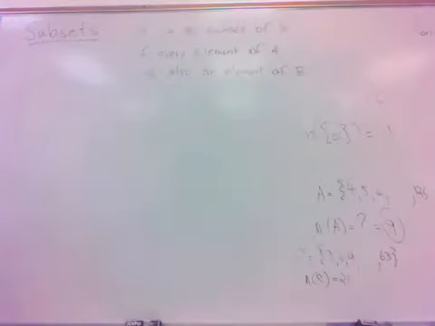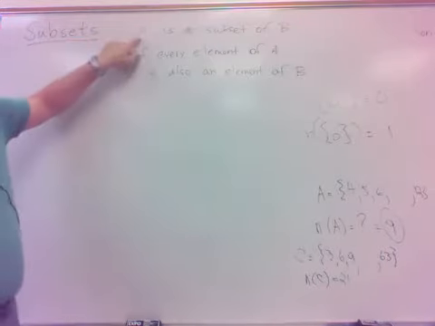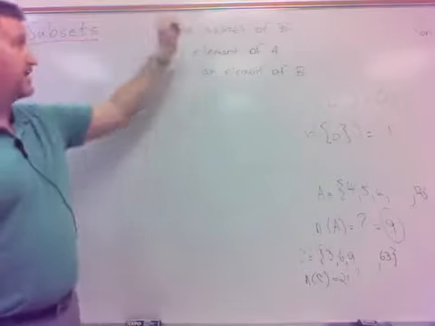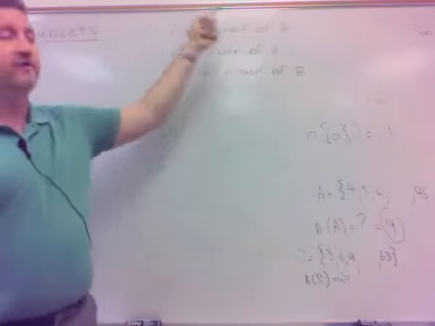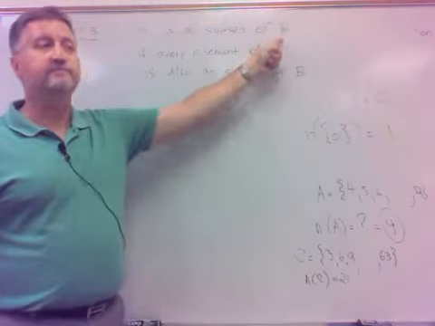A is a subset of B if every element of A is also an element of B. The idea, meaning, is that A is a part of B. Another way you could put it: everything in here is also an element here.